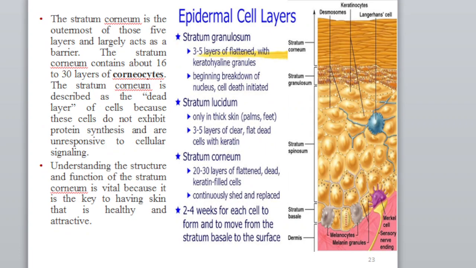The stratum corneum is the outermost of those 5 layers and largely acts as a barrier. The stratum corneum contains about 16 to 30 layers of corneocytes. The stratum corneum is described as the dead layer of cells because these cells do not exhibit protein synthesis and are unresponsive to cellular signaling. Understanding the structure and function of the stratum corneum is vital because it is the key to having skin that is healthy and attractive.